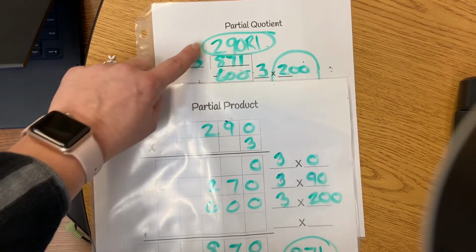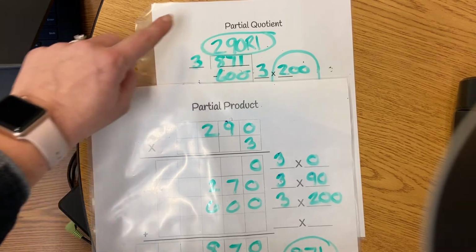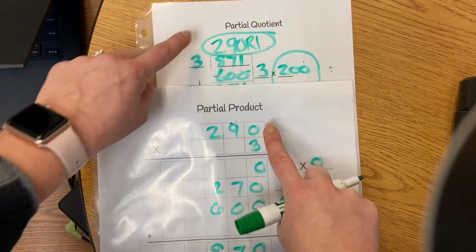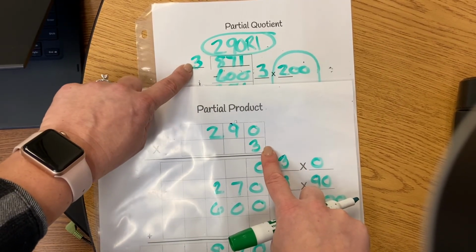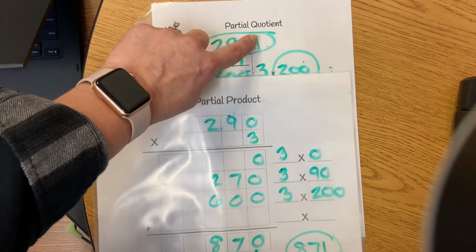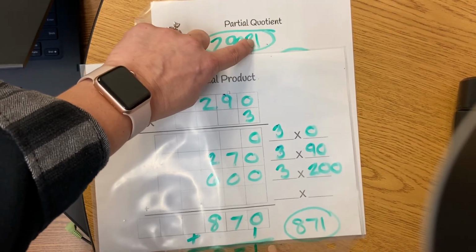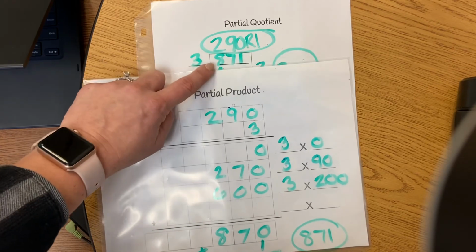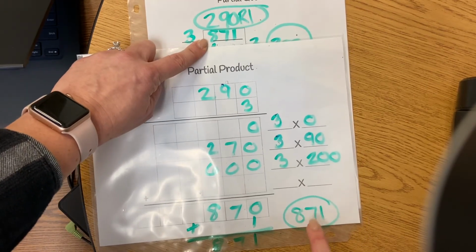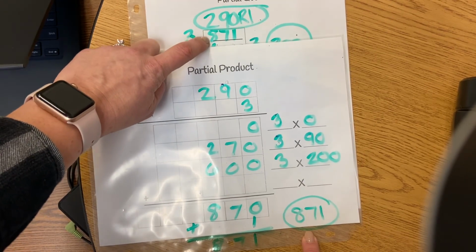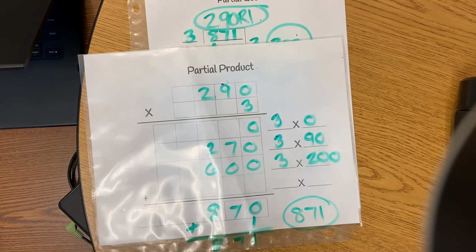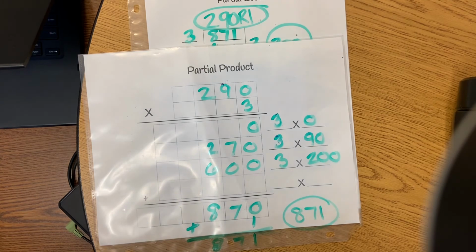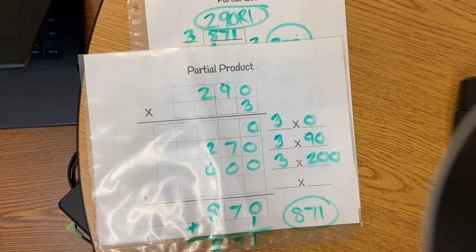Okay, so if you take your quotient and you multiply it by your divisor, then add in your remainder, your answer for your multiplication problem should match your dividend. If it does not, that means that you made a math error somewhere or you solved it incorrectly. And you would need to go back and check and see where that was.